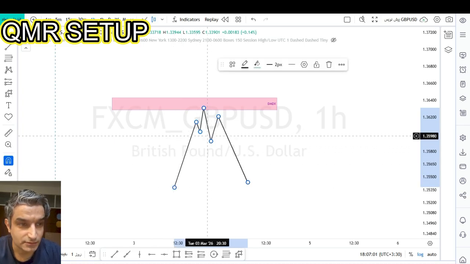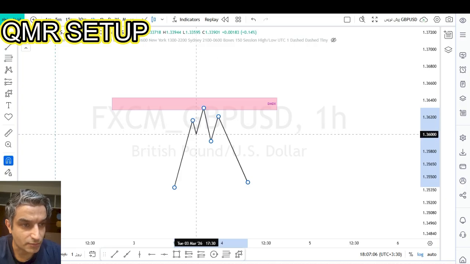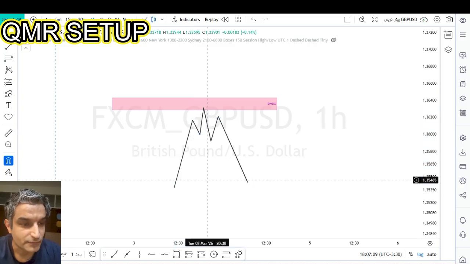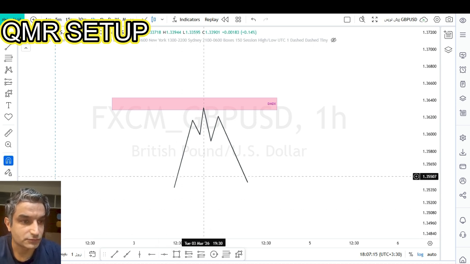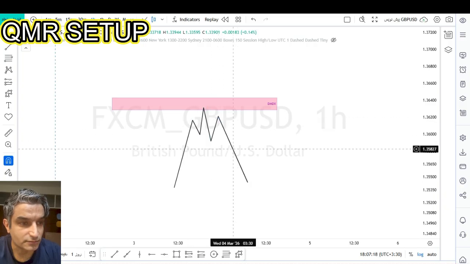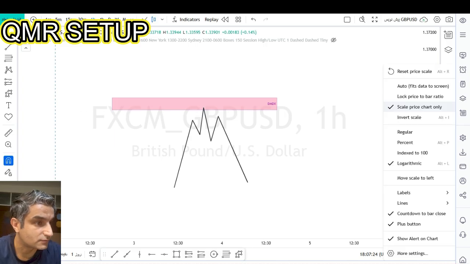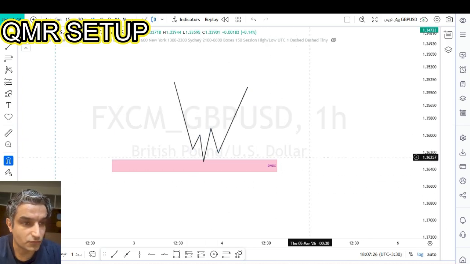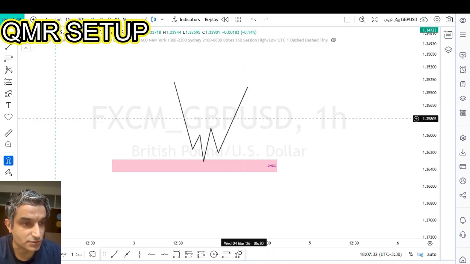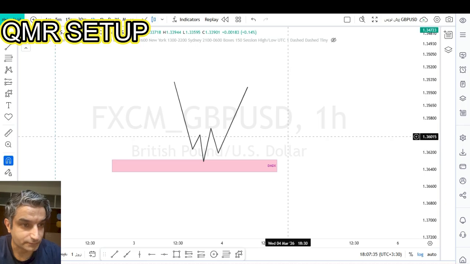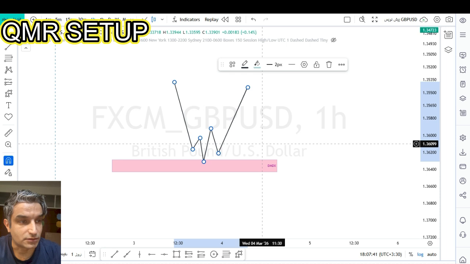This is a simple pattern of QMR or head and shoulders. It's known as a head and shoulder. Okay, this is for a sell position, and let me invert it. This one is for buy positions or long positions. Okay, let's see some examples in a chart.